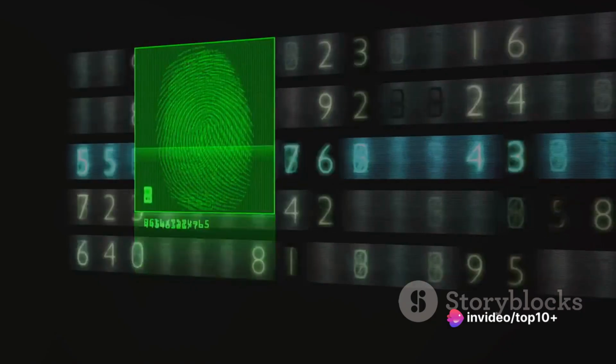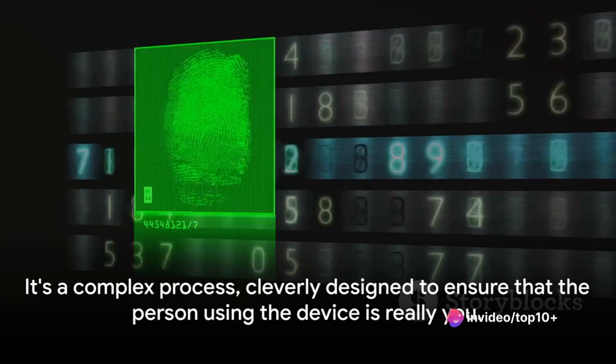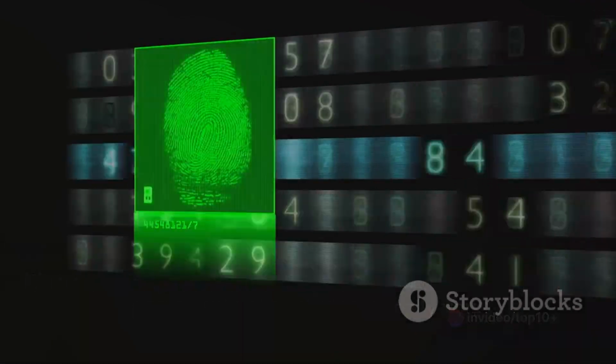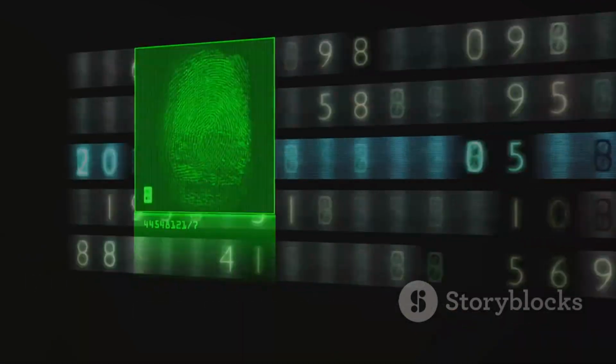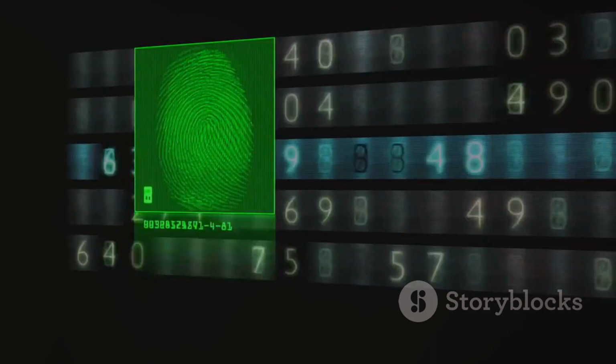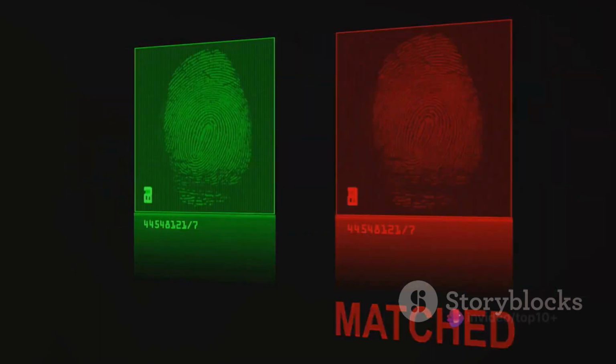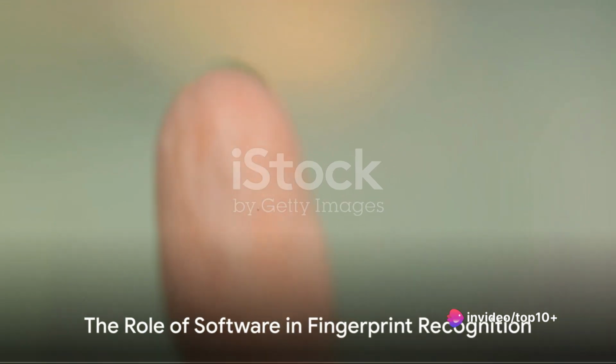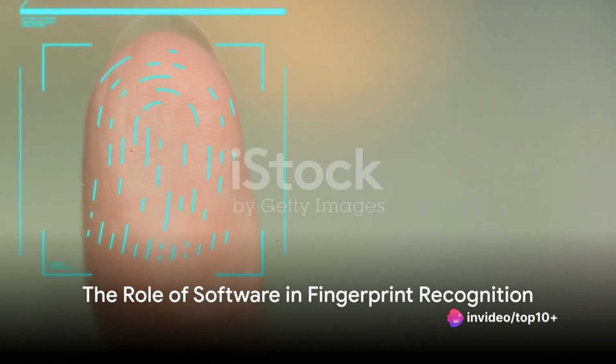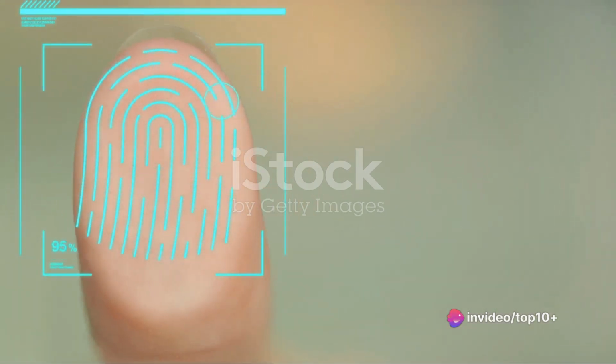It's a complex process, cleverly designed to ensure that the person using the device is really you. Each time you place your finger on the sensor, it goes through this process to verify your identity. Hardware alone doesn't make fingerprint recognition possible, so what's the role of software in this?